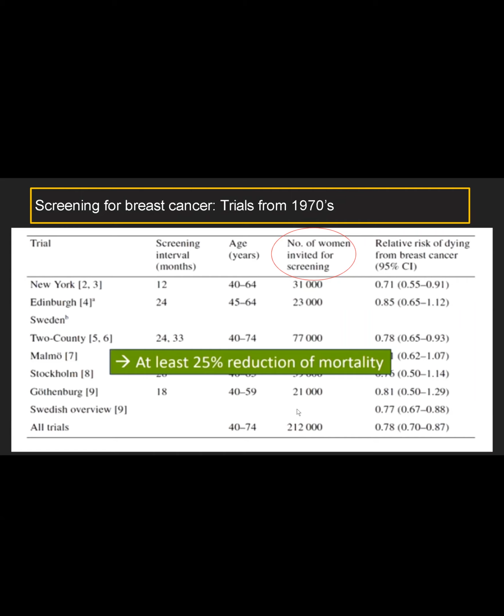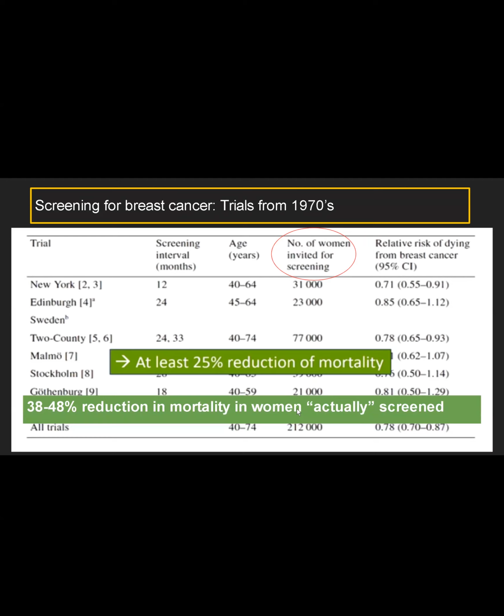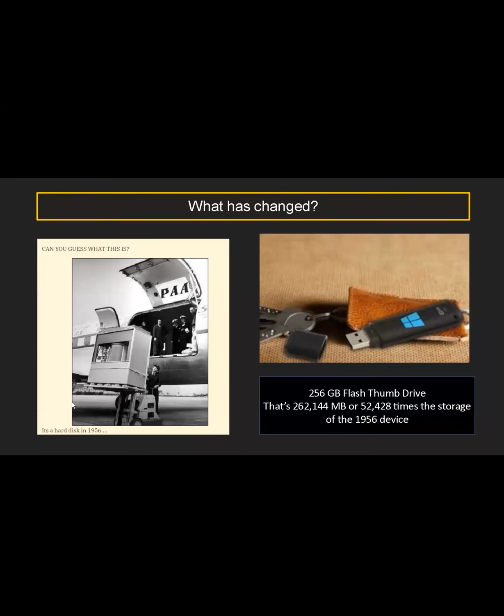And this was in the 1970s, and this trial cannot be repeated now because once they have found a reduction, they can't now uninvite women or not invite women when they know that the mortality rate is decreased. How this was also done was it was an invitation to screen. Some women chose not to take the invite, but out of the women who actually were screened, it was more in the range of 38, close to 50% reduction in mortality for the women that actually showed up for the screening.